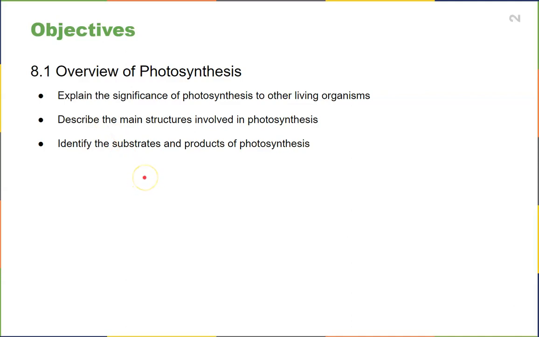So these are the objectives of Section 1. There are 3 sections in this chapter. Section 1, we're just going to do an overview of photosynthesis. So hopefully by the end of this section, you can explain the significance of photosynthesis to all living organisms. Hopefully you can describe the main structures involved in photosynthesis and identify the substrates and the products. So the reactants and the products of photosynthesis.